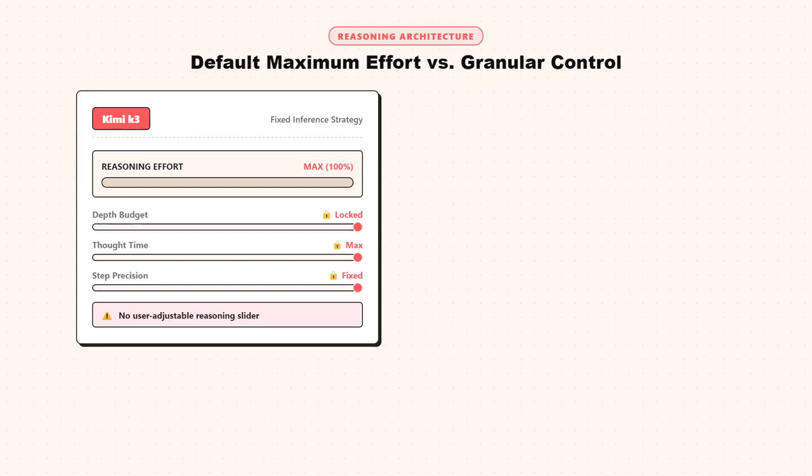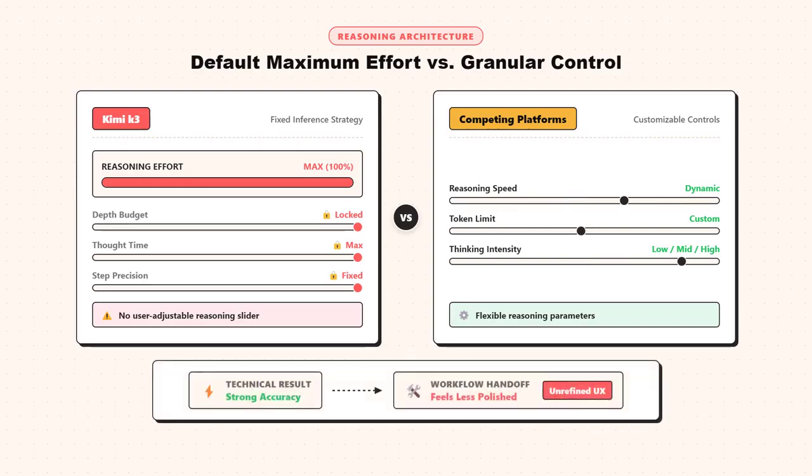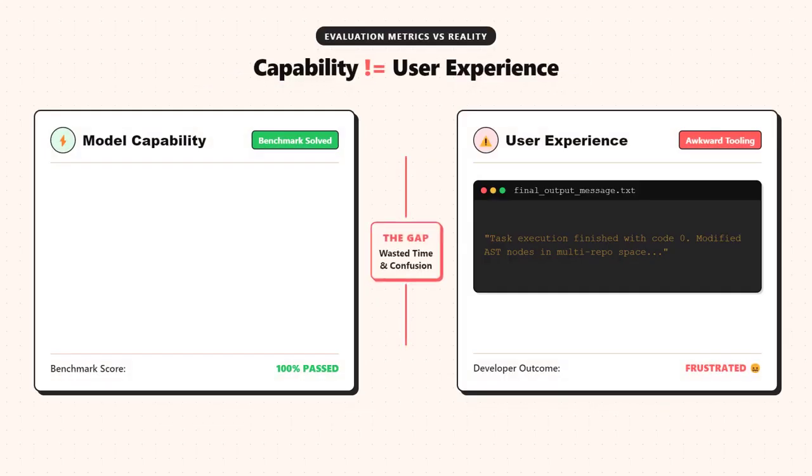At launch, the supplied material also describes the model as using maximum reasoning effort by default, without the same range of reasoning controls that users may expect from some competing platforms. And even when the technical result is good, the final response or workflow handoff may feel less polished than the best closed products. That gap between capability and user experience is important. A brilliant model inside an awkward tool can still waste your time.